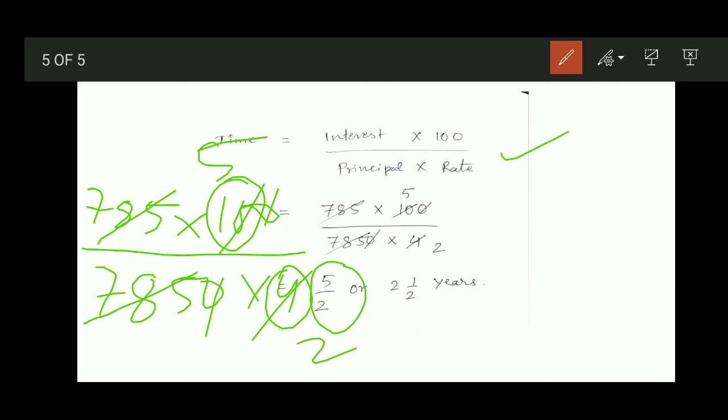Now 5 by 2, let us convert it into a mixed fraction. When we divide 5 by 2, 2 2s are 4, so 1 is left, giving 2 1 by 2. So we got 2 1 by 2 years.